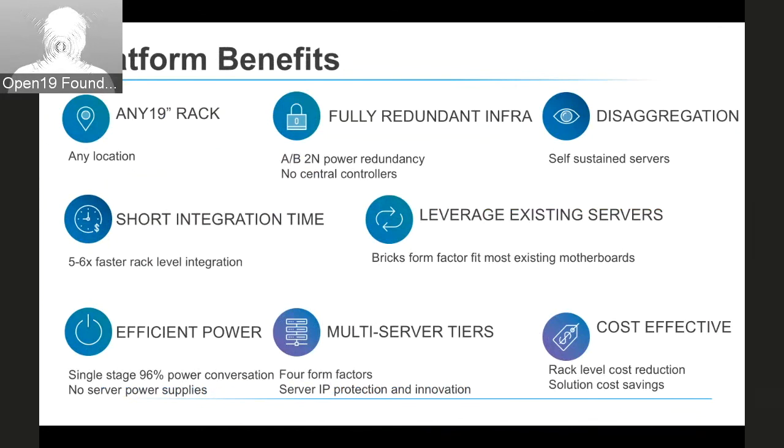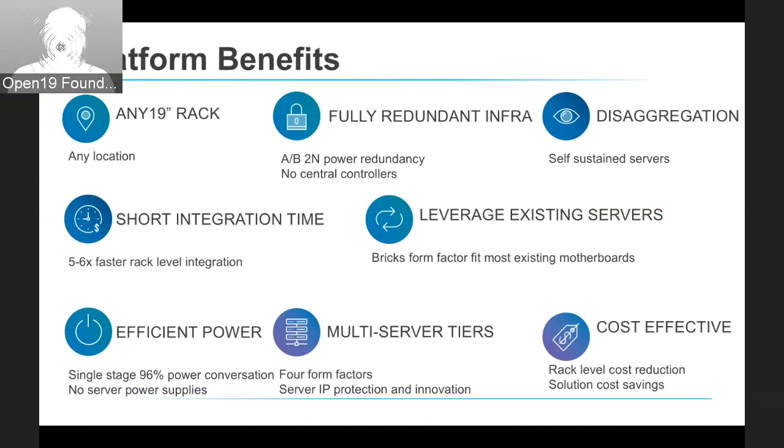We will show in a minute an extremely short integration time. We're leveraging existing servers, which means every motherboard in the world can actually fit to one of our 4 form factors. We are over 96% power efficient. Thank you, Delta, for doing that. And we will be able to do a single step of conversion from 12 volts to load, which gives us a very efficient end-to-end solution.